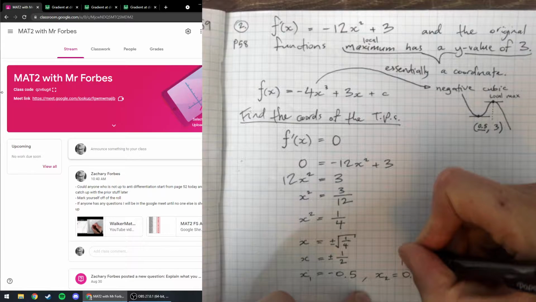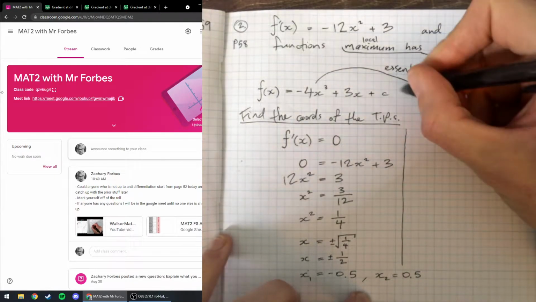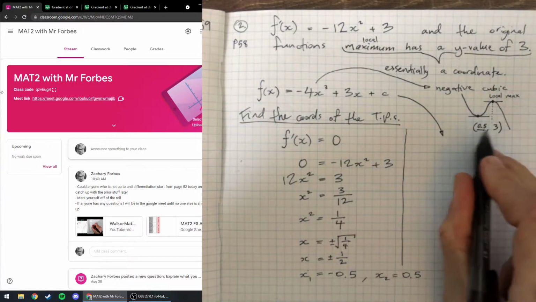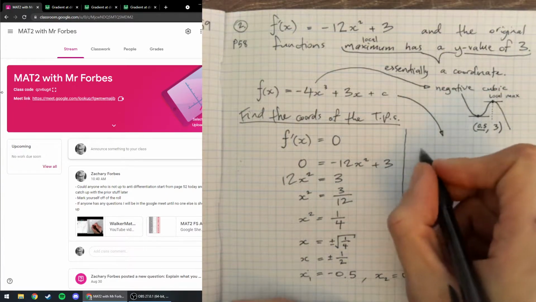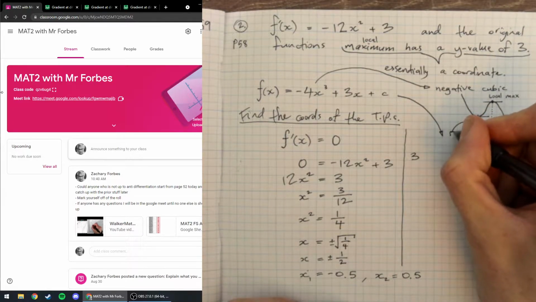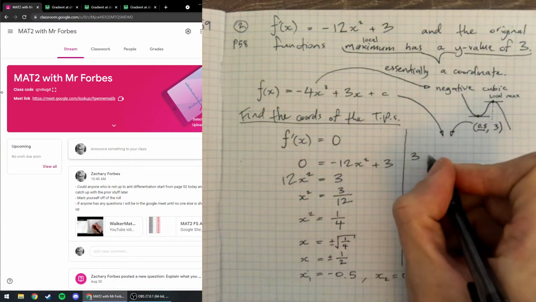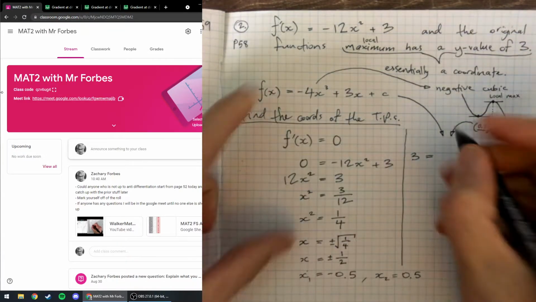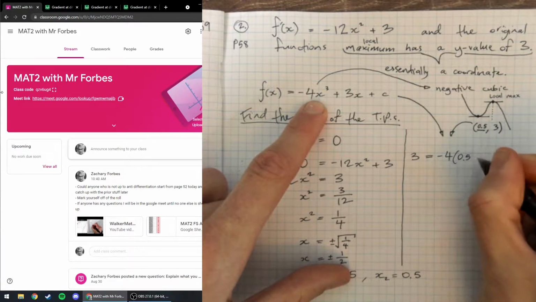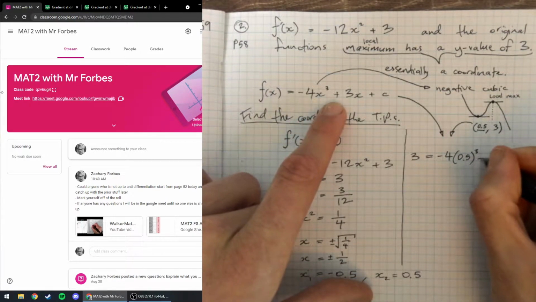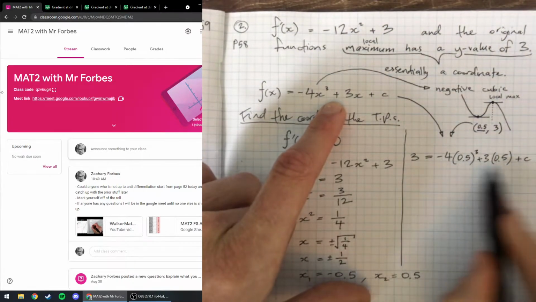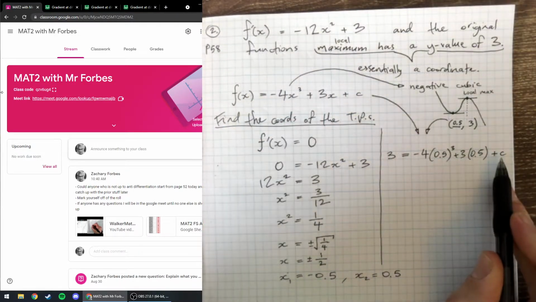What we've got to do now is we have our function. We're going to bring that over to here. And we're going to use this coordinate as well. So our y value is 3. I'm going to make it clear that I'm joining these two things together. Our y value is 3 equals negative 4 times our x value, 0.5, to the power 3, plus 3 times 0.5 plus c. So see now how we have one unknown, and we just got to solve for it.